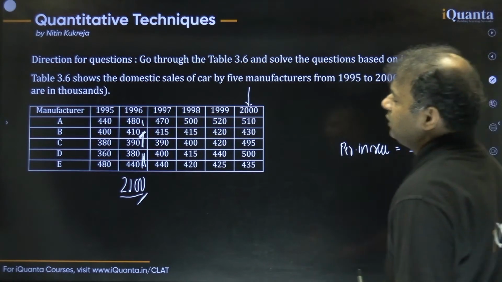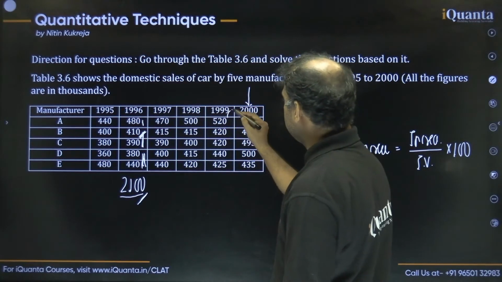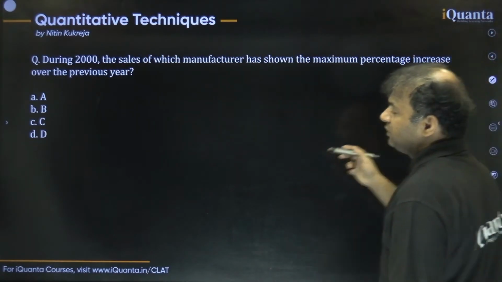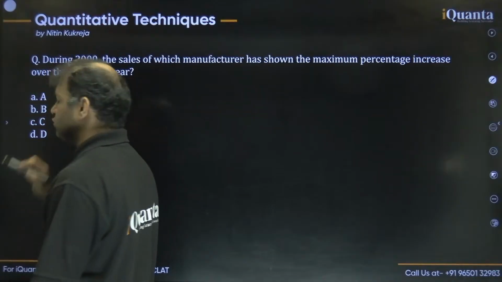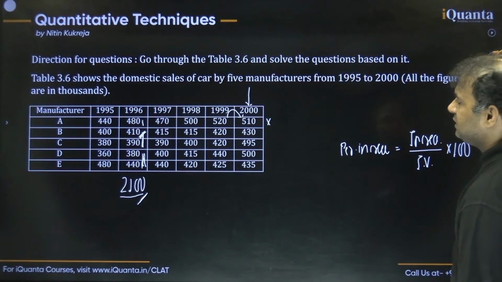So let's look at all the manufacturers one by one. So you see that manufacturer A, guys, is not increasing anyways, right? So we should eliminate manufacturer A. It's not of any use, right? Because there is no increase in manufacturer A. Simple. Let's look at the other manufacturers, manufacturer B, C, D, right?